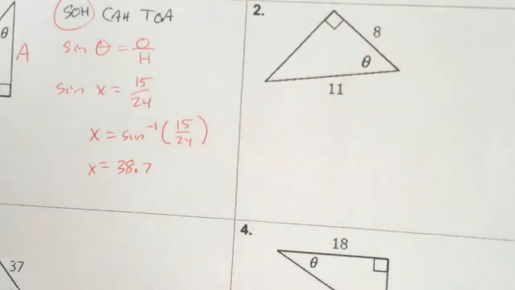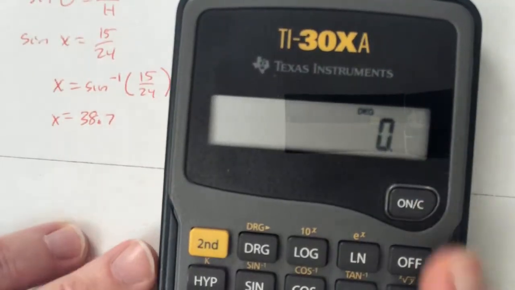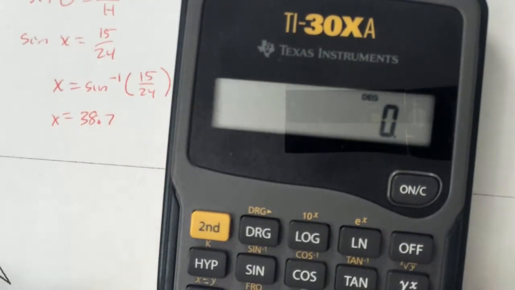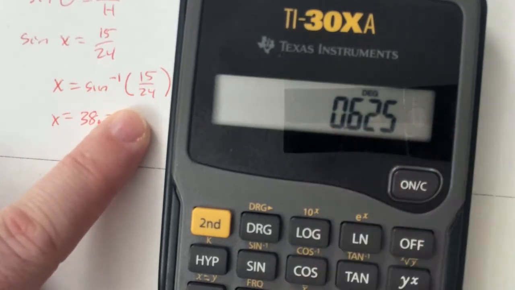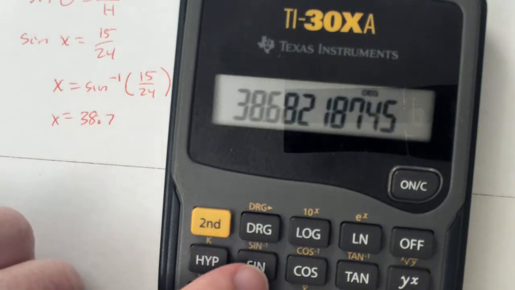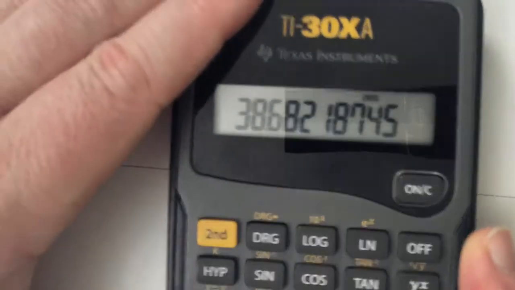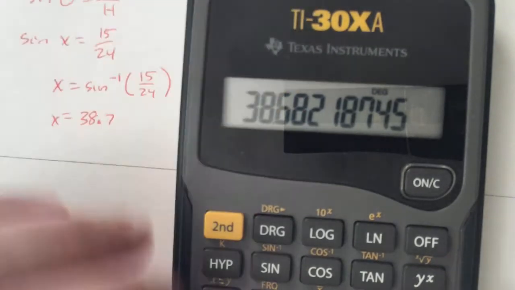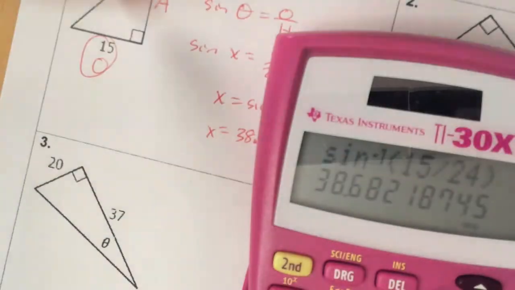And there's your answer. Okay, now how do you do it on this calculator? On this calculator, it's very important that you do 15 divided by 24 equals. Okay, so we have that decimal, and now you're going to do second sine. And there's your answer. So we got the same answer. This calculator is more dangerous because you can't see what you're typing. You can't remember what you did. This calculator, you can see everything.